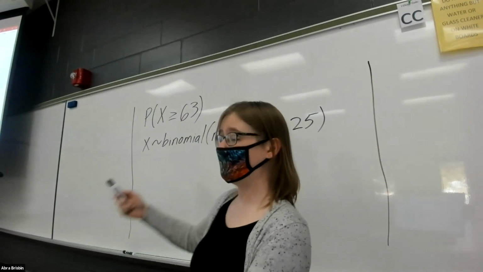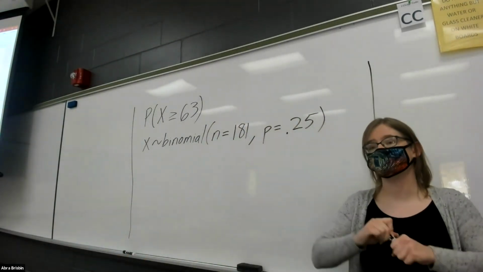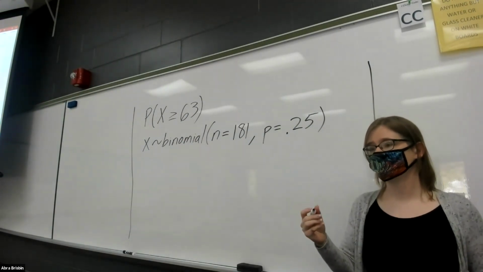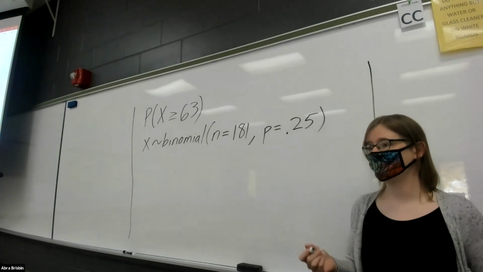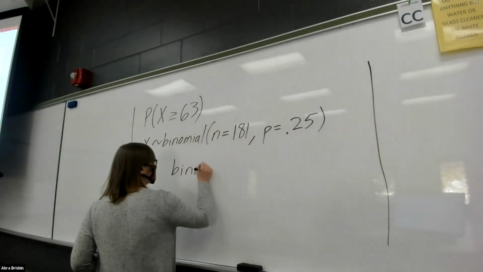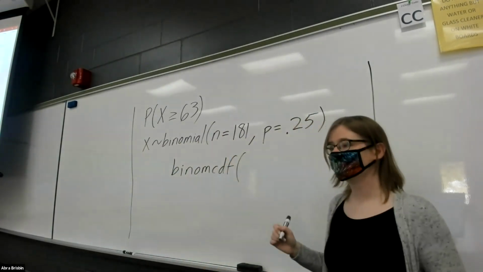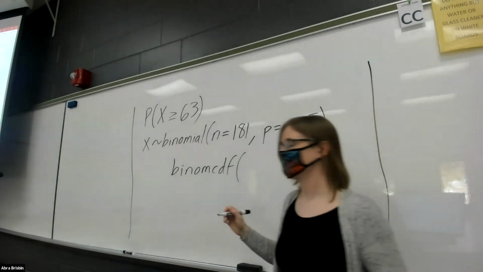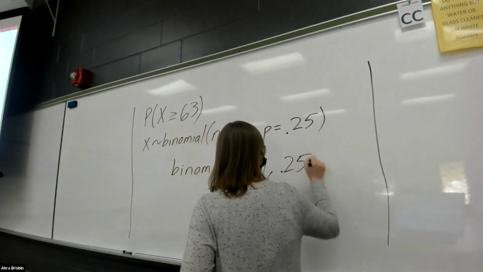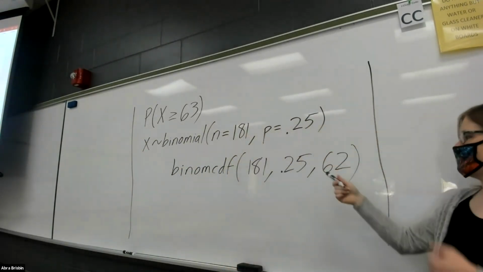All right. So to finish up with using the binomial distribution, what calculator function are we using? Sam. Of what? 181, 0.5, and then 62. Yeah, very good. Why do we use 62 here?